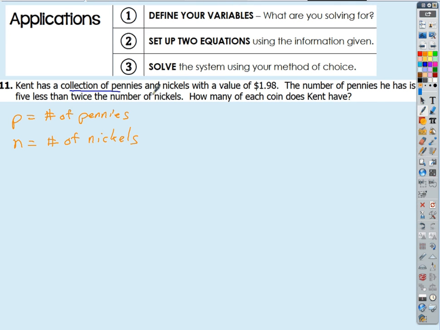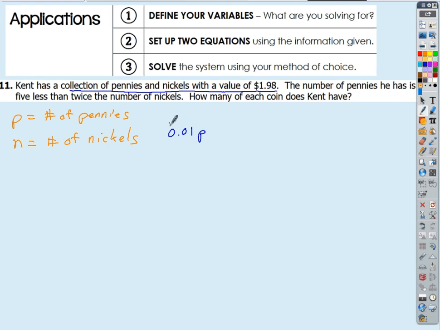A collection of pennies and nickels with a value of $1.98. P plus 0.05 N equals... 1 per penny. Okay, good, so we need the value of the pennies plus the value of the nickels equals the total value, right? That makes sense? So the value of the pennies would just be 0.01 P. Everybody agree? $0.01 times the number of pennies tells us how many dollars worth of pennies we have.